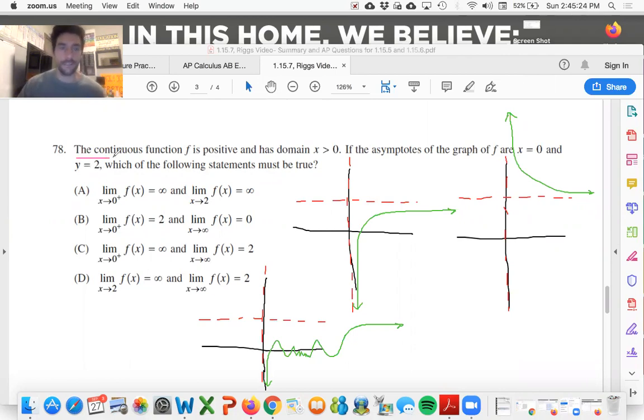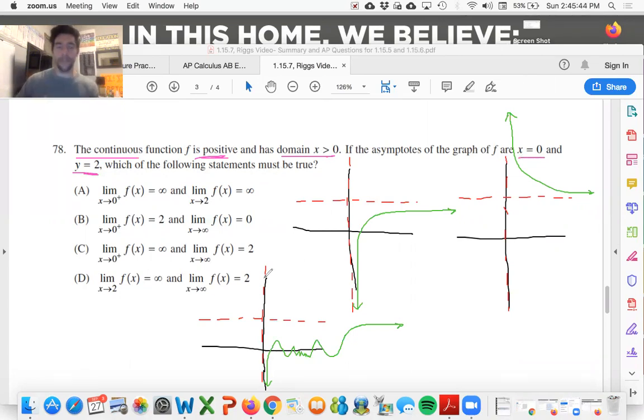So this says the function is continuous, which we just know means it has no discontinuities. The continuous function f is positive. So it told me that right away, and I'll get to that in a second. It's saying it has a domain of x is greater than 0, and then it's saying if the asymptotes of the graph of f are x equals 0 and y equals 2, which of the following statements must be true?